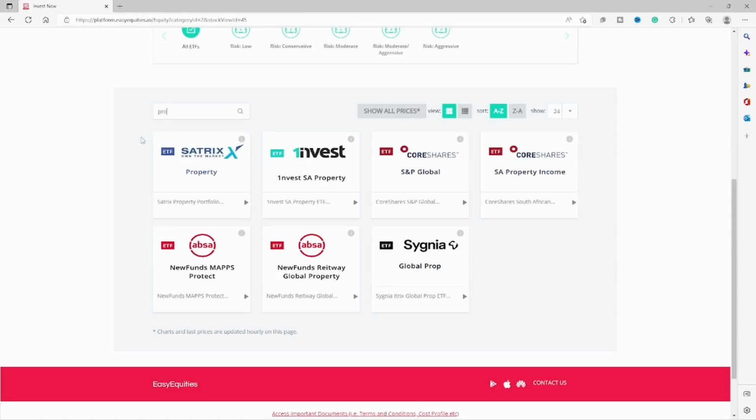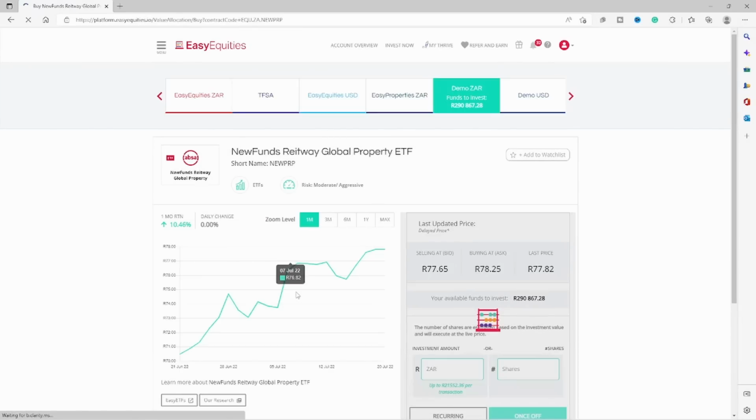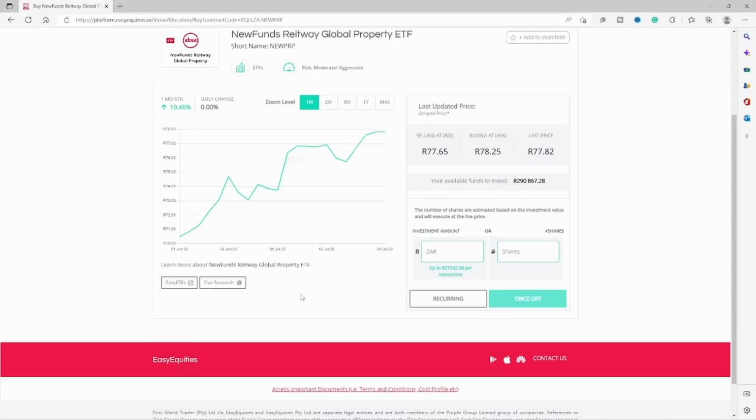Let's search for property. So we see that one investor as well is good, can be better, but good. SA property can be better. Core shares. We know that ABSA is good when it comes to property, okay? But new funds, Rateway, global property. So let's click here. Maybe we can invest here 2,000 rands, our first 2,000 rands.